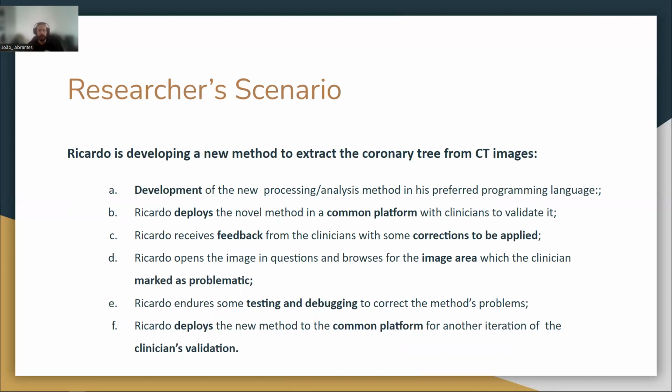Ricardo will wait for the feedback from the clinicians, where unfortunately some problems arose in his method on certain areas of the image. So Ricardo will open the image in question and browse for the image area which the clinician marked as problematic. Ricardo then undertakes some debugging and correction to fix the problems. And when he's satisfied, he will redeploy this new method in the common platform for another iteration of the clinician's validation.